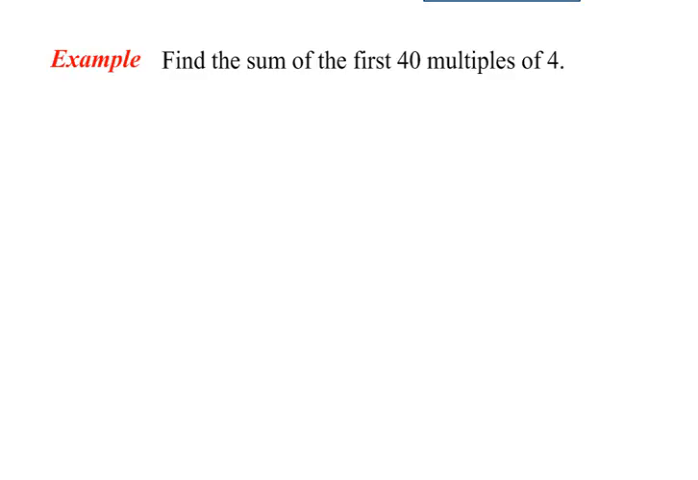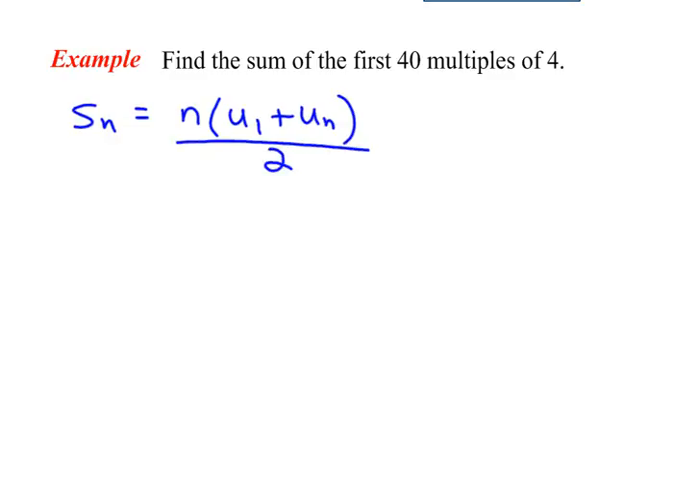So instead, we're going to use our new formula. So we know S sub n equals n times u sub 1 plus u sub n all over 2. And we'll start by plugging in what we already know from the problem. We're finding the sum of the first 40 multiples of 4. So we're going to find S sub 40. We're going to plug in 40 for n right there. Multiples of 4, of course, we will start at 4, so that's our first term, 4, plus, and now we have to find this u sub 40th term, this last term.